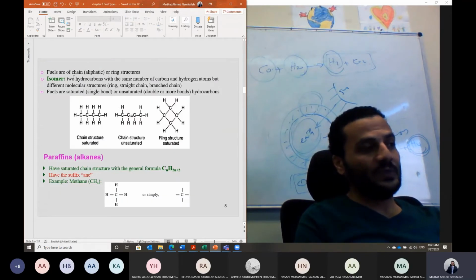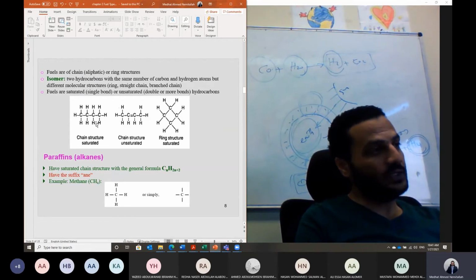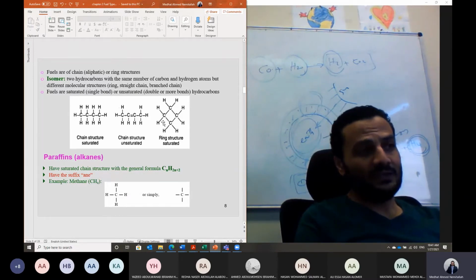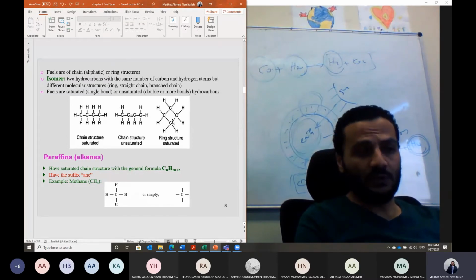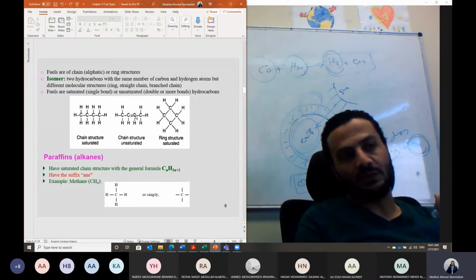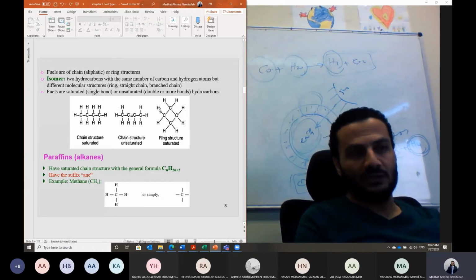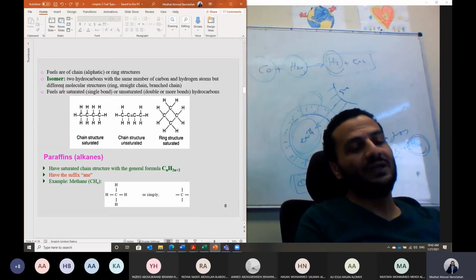The fuel can have a chain structure, either saturated, where we don't have a double bond, or unsaturated, where we do have a double bond, and it can also be in a ring structure. The carbon atoms are connected in a ring in this case. And that's why we have the fuel isomer. Isomer means we have a fuel with the same number of carbon atoms and the same number of hydrogen atoms, but it has a different structure. It can be either a chain structure, saturated or unsaturated, or it can be a ring structure. We call it an isomer of the fuel.